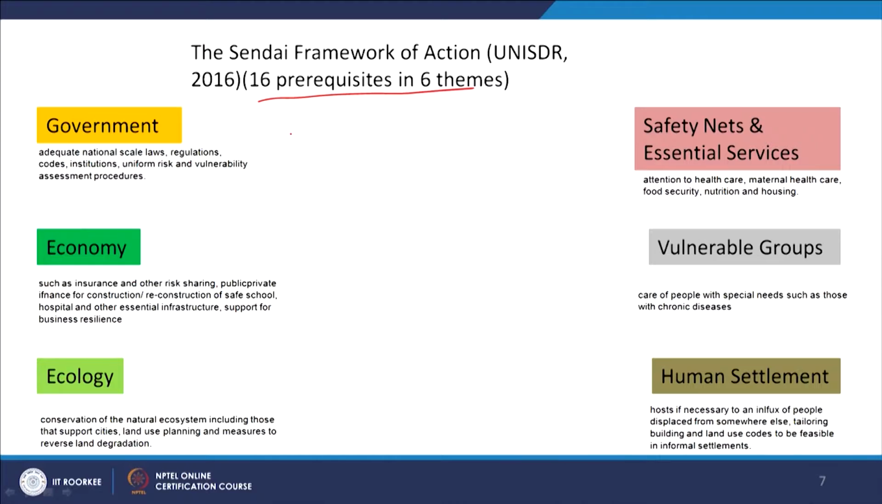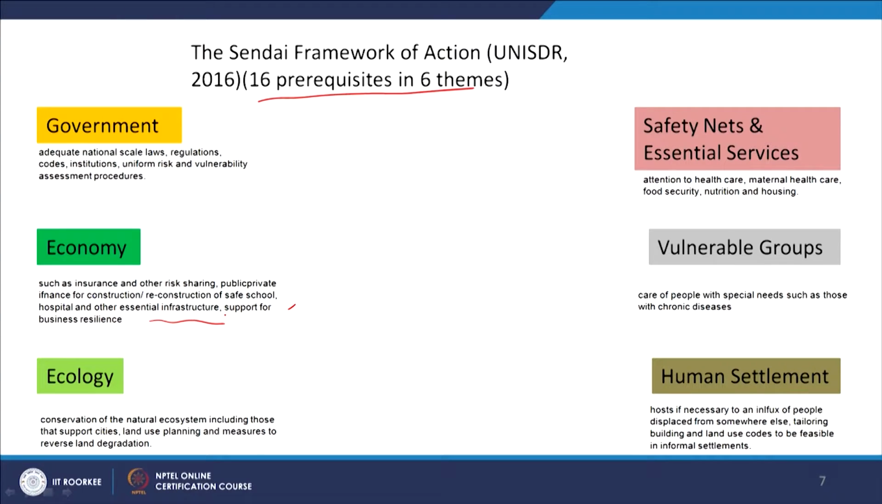Number 1 is government. When we talk about the government aspect, it talks about adequate national scale laws, the regulatory mechanisms, and building codes, how to improve the building codes for the disaster resistant aspect, and the land use planning, institutions. And when we talk about codes, that is where it is addressing the uniform understanding of the uniform risk and vulnerability assessment procedures.